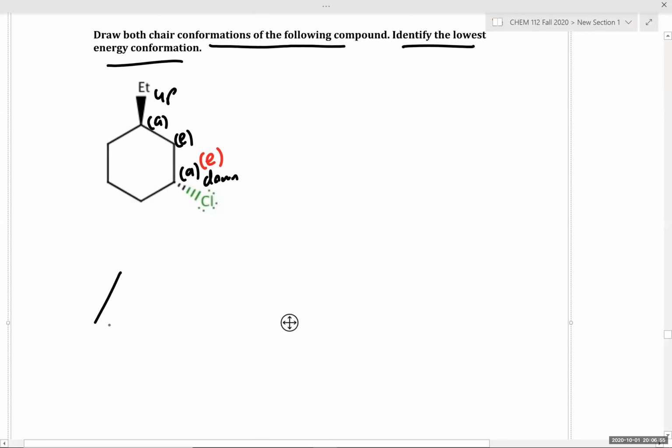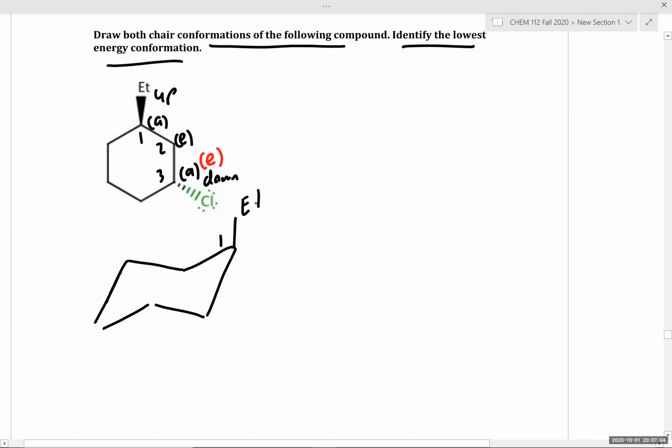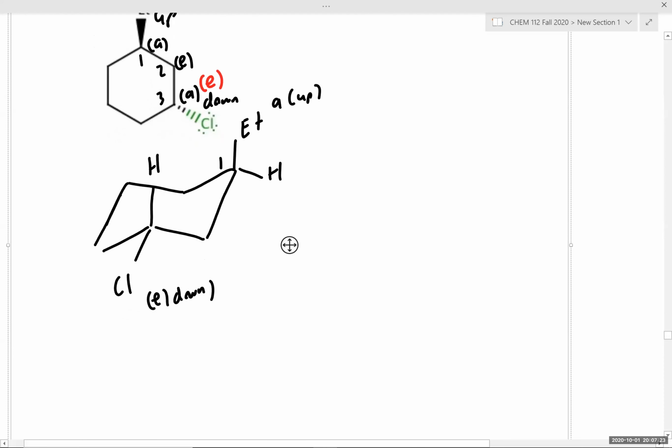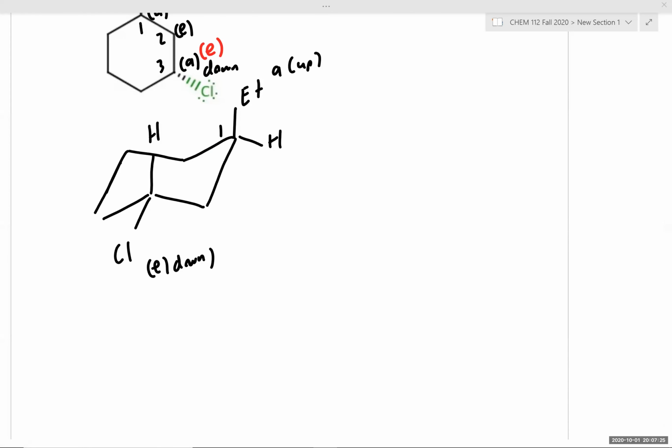In my first conformation, I'm going to draw my ethyl at carbon 1 pointing up, and then my chlorine at carbon 3 will be pointing down. Does this make sense so far? Is everyone following so far?